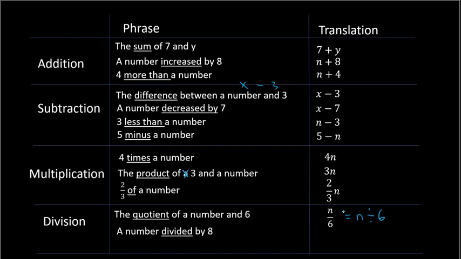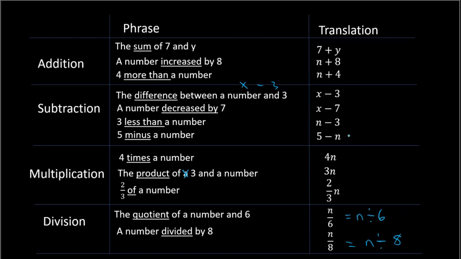Another word is the word divided by. So if you say a number is divided by 8, that means you take some number, we'll call it n, and then divide it by 8. So we have n over 8. Remember, again, the fraction means division. Or you could write it out like this, n divided by 8. That is all the same thing.